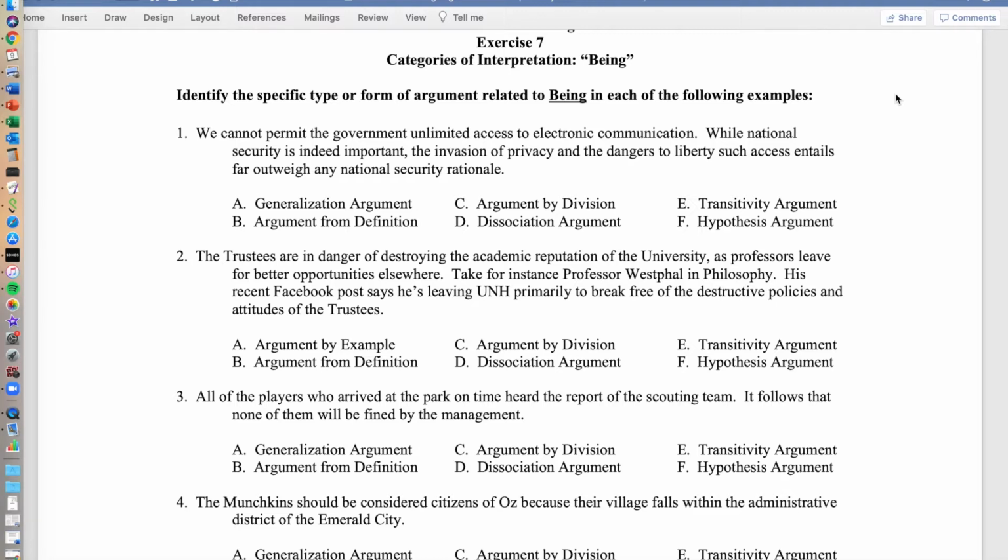And when we have an argument where the evidence is a comparison or contrast of various perspectives, where one is given preference or is privileged, we call that the dissociation argument, right? So answer D is the correct answer here, dissociation argument.